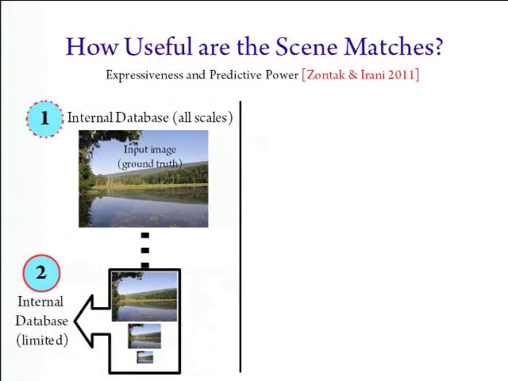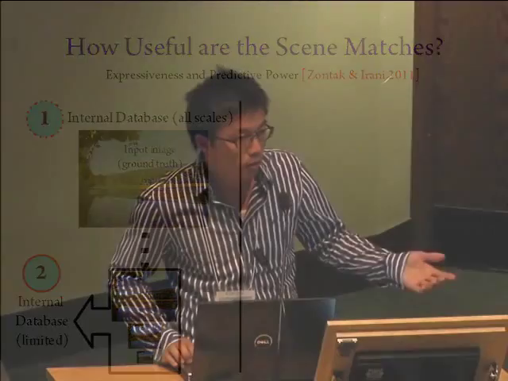You start from the ground truth image: suppose you have the input image with the high resolution ground truth. You form the Gaussian pyramid, so each database is a collection of patches, grayscale with mean removed. The first one is the internal database, all scales. You collect all the patches from the pyramid. That's your database. But in the context of super resolution, you only get to observe part of the pyramid, which is the lower frequencies. And from there, you get the internal database, limited.